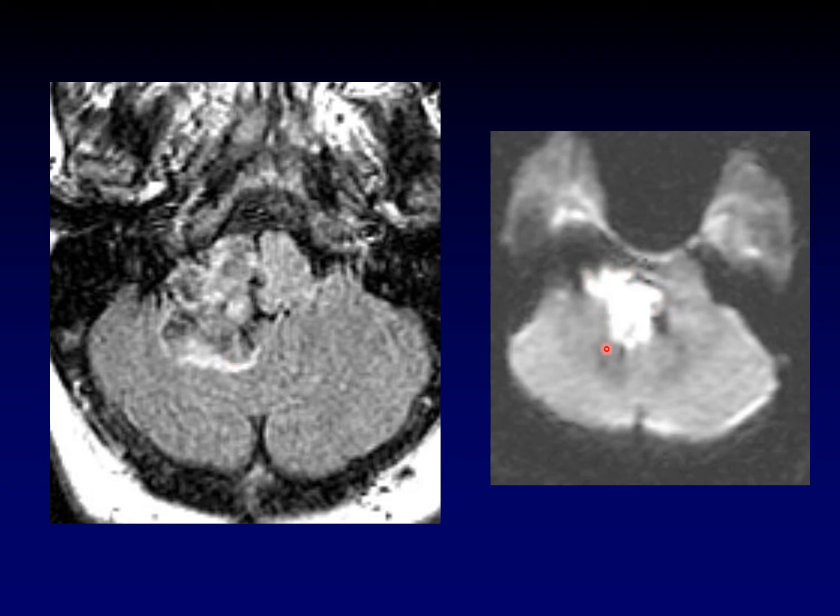And here's the clincher, the diffusion weighted image, restricted diffusion. An arachnoid cyst should have facilitated diffusion. This restricted diffusion is a strong indication that we're dealing with an epidermoid tumor. Be careful, not every epidermoid tumor will restrict diffusion. It's not perfectly sensitive. But it's a pretty good sign.